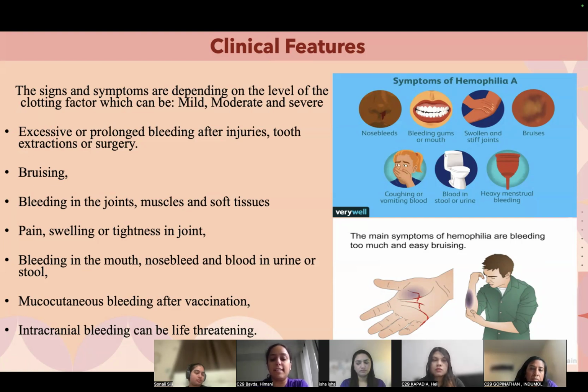The main feature is excessive or prolonged bleeding after injuries, tooth extraction, or surgeries. Bruising is another common feature. Bleeding in the joints, muscle, and soft tissue can lead to pain, swelling, or tightness in the joints. Bleeding in the mouth, nosebleeds, or blood in the urine or stool. Mucocutaneous bleeding after vaccination. Intracranial bleeding can be life threatening. Internal bleeding is present in the severe type, which can affect multiple organs such as the liver, kidney, and spleen.